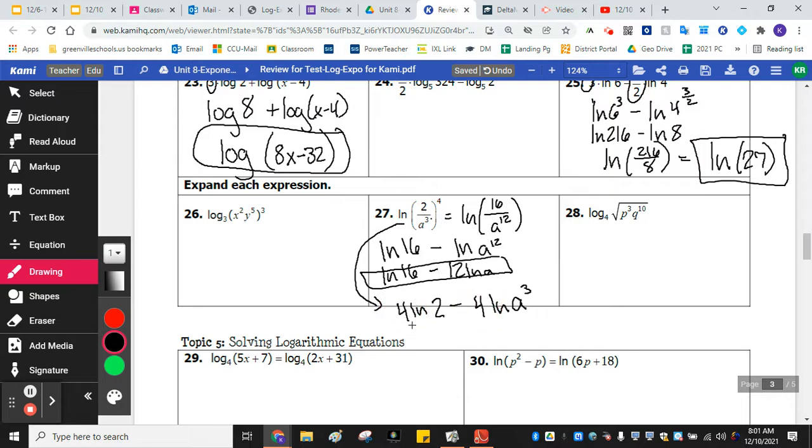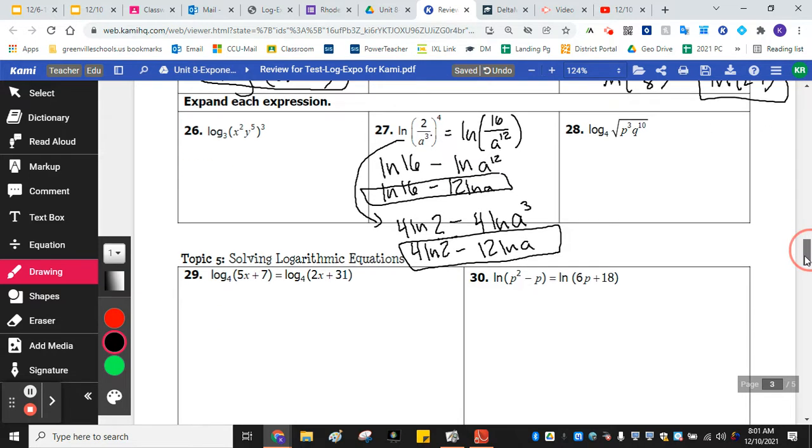And then this would still have to be down. So 4 natural log of 2, or 3 times 4, 12 natural log of a. So I'd take either of those. Obviously, the last one's the same, but this is 2 to the 4th power. So if you bring the 4 to the front, that's the same. So whichever one you got, it's fine.